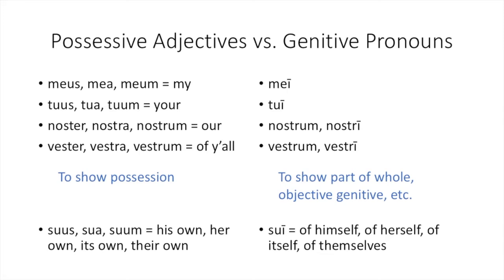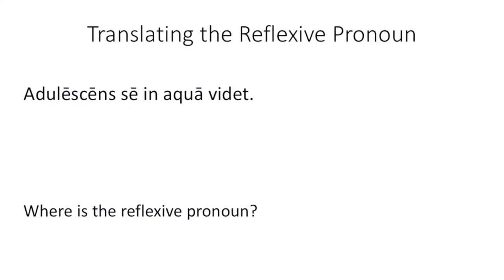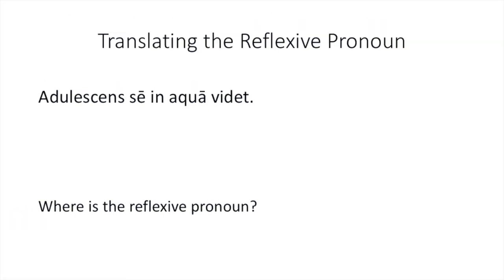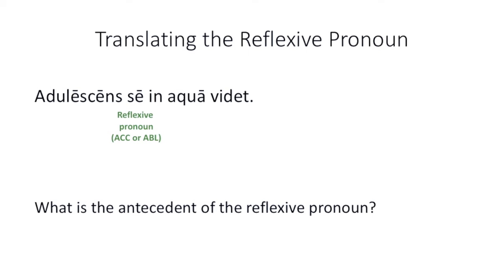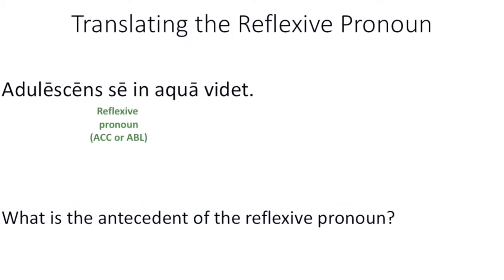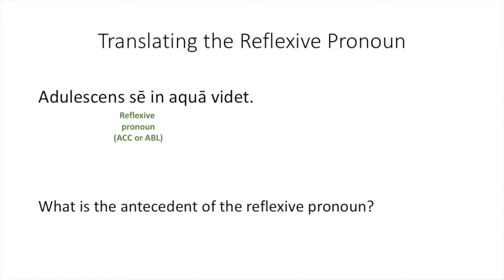So once you've copied all of this down, let's move on to translating with our reflexive pronoun and our reflexive possessive adjective. So let's look at the sentence, adolescens se in aqua videt. To make sure we understand how to translate our reflexive pronoun, first let's make sure we have one in our sentence. So where is it? You're right if you thought it was se, and you're also right if you said that this case is accusative or ablative. So what is the antecedent of this reflexive pronoun?